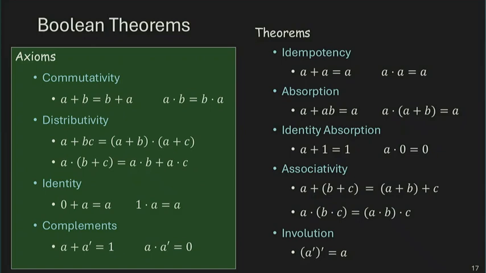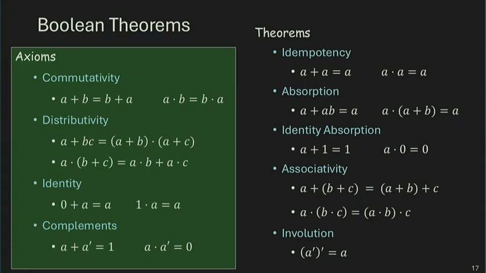Identity absorption, a plus 1 equals 1, right? 1 plus 1 equals 1, 0 plus 1 equals 1. Essentially, as long as you send in an input of 1 to the OR gate, output is 1. Associativity, you can change around the position of the parentheses, and the expression remains the same. Involution is saying that if you double complement any variable, 0 complement, you get back to 0. Right? 1 complement, you get back to 1.